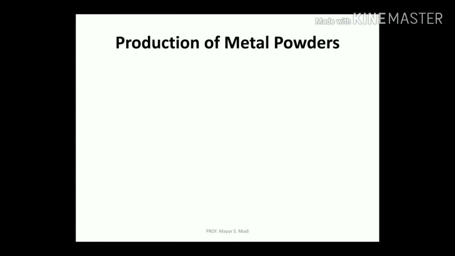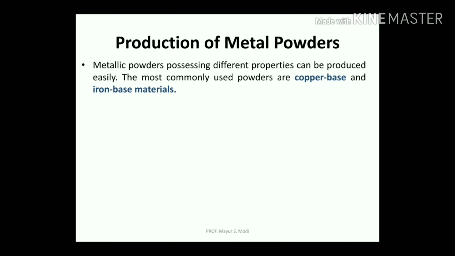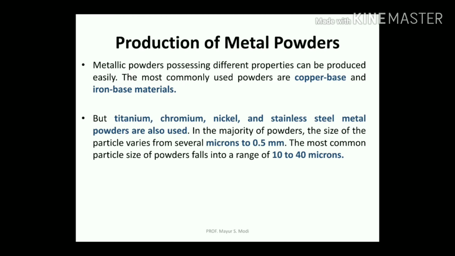Production of metal powders. Metallic powders with different properties can be produced easily. The most commonly used powders are copper-based and iron-based materials, but titanium, chromium, nickel and stainless steel metal powders are also used. In the majority of the powders, the particle size varies from several microns to 0.5 mm. The most common particle size falls into a range of 10 to 40 microns.